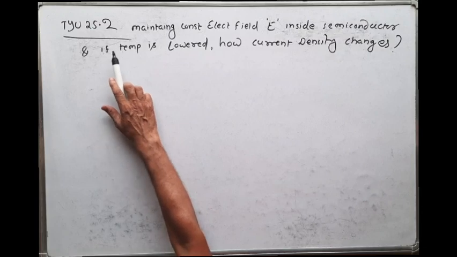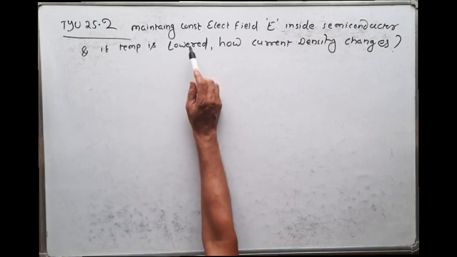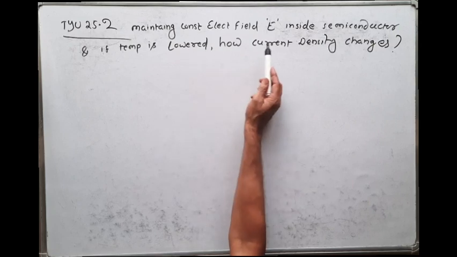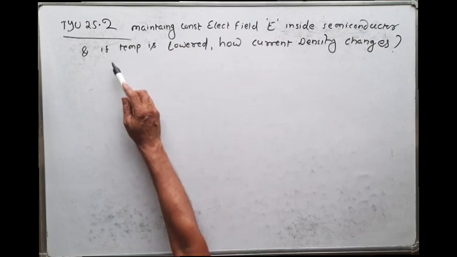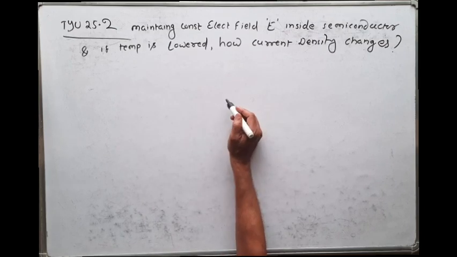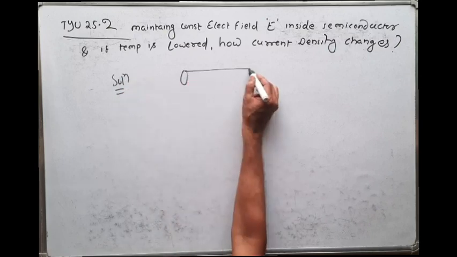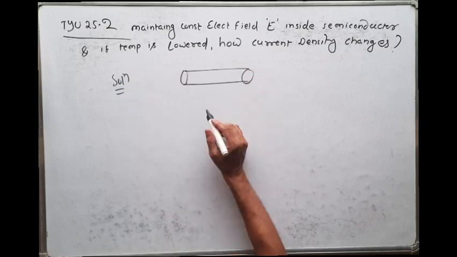Now this is test your understanding 25.2. This question says that maintaining a constant electric field E inside a semiconductor, if the temperature is lowered, how does the current density change? Suppose you see this is a semiconductor.